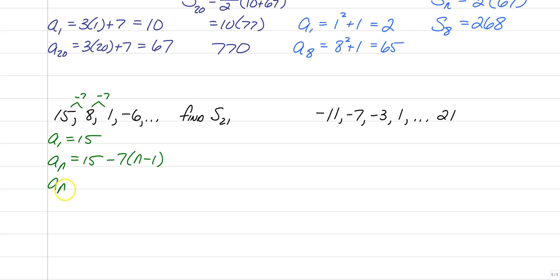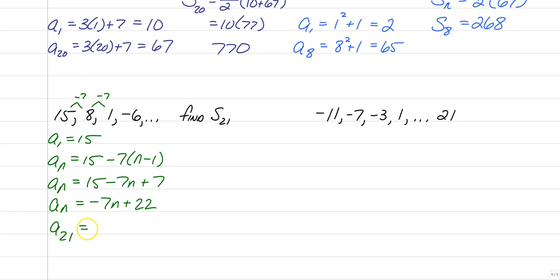So then a sub n is equal to 15 minus 7n plus 7, which means a sub n is equal to negative 7n plus 22. So now that we have our formula for a sub n, we can just substitute in 21 for n and find the 21st term, because that's what we're looking for, the sum of the first 21 terms.